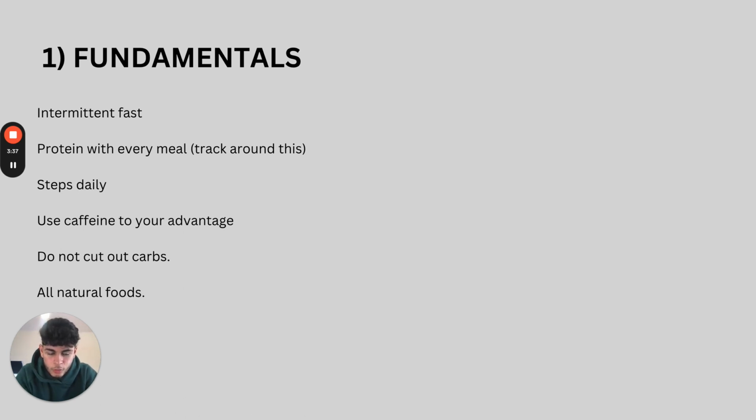Now, the way we make sure we do this is by not cutting out carbs. If we use carbs to our advantage and actually get that kind of boost before our workouts, we'll be able to spike our insulin, and then essentially what that does is causes your body to produce glycogen, which essentially means you have more energy to lift.